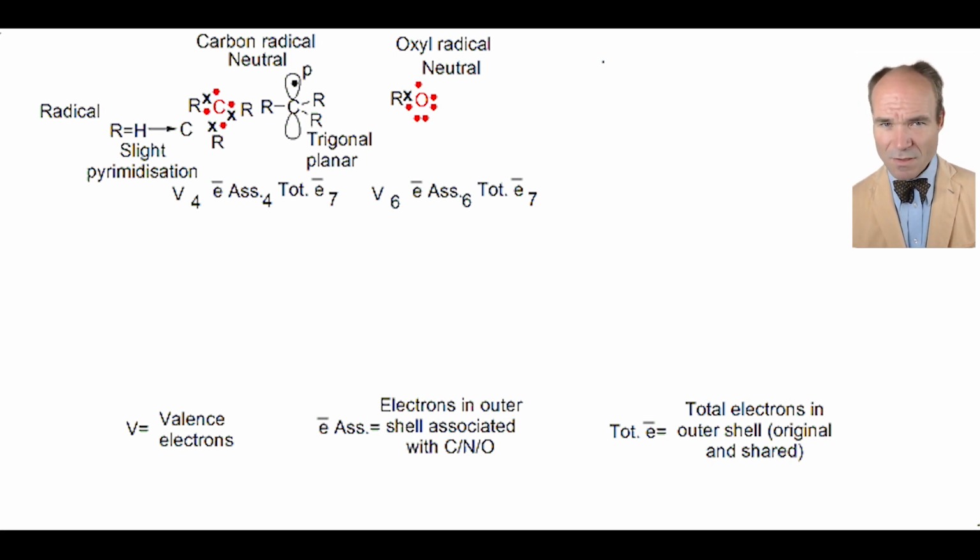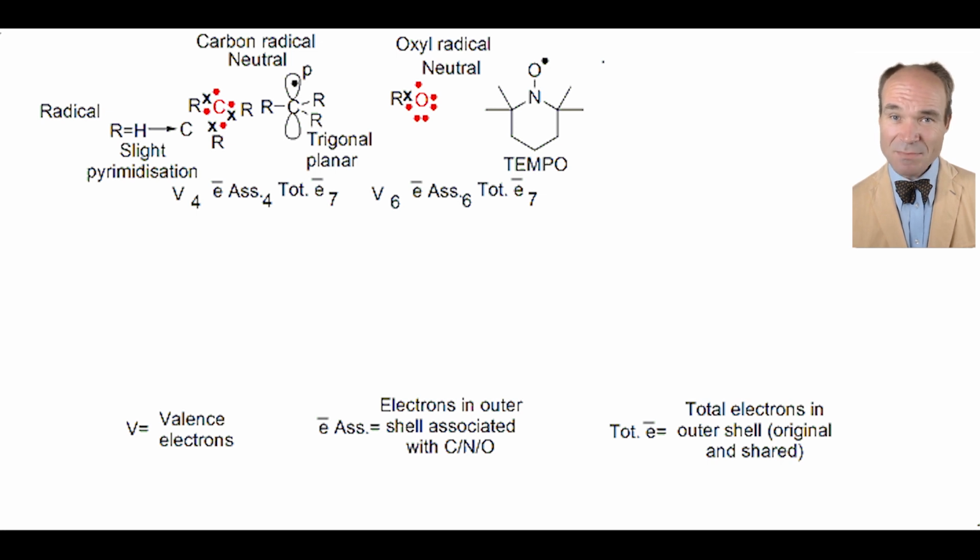A great example of this is the molecule called 2,2,6,6-tetramethylpiperidine-1-yloxy, abbreviated to TEMPO. The oxygen radical is stabilized by the nitrogen atom's lone pair of electrons and the methyl groups that hinder the approach of other molecules to the oxygen radical. It's used for the oxidation of alcohols and to stop radical polymerization processes.